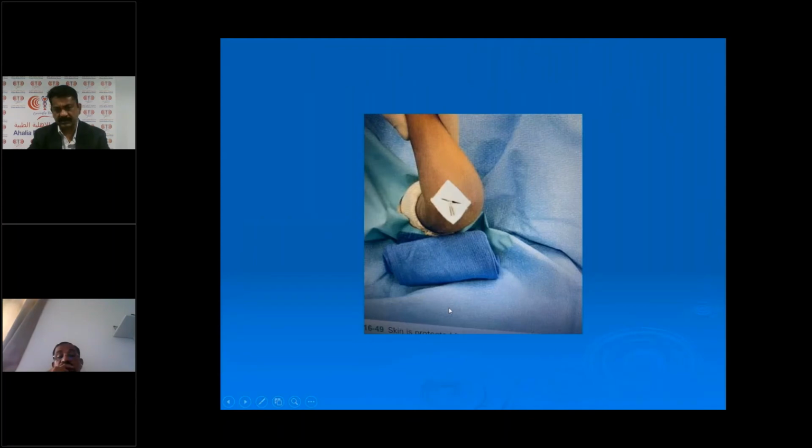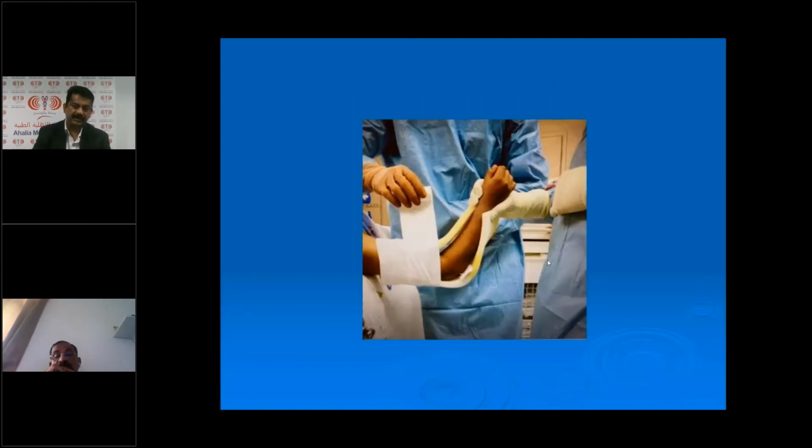Once one is happy with the fixation and stability, one can cut the pins short and use a felt pad to protect the skin and immobilize in 30 to 60 degrees flexion with no constrictions. Mostly it will be by splinting only, and if a cast is used, by a well-padded cast.